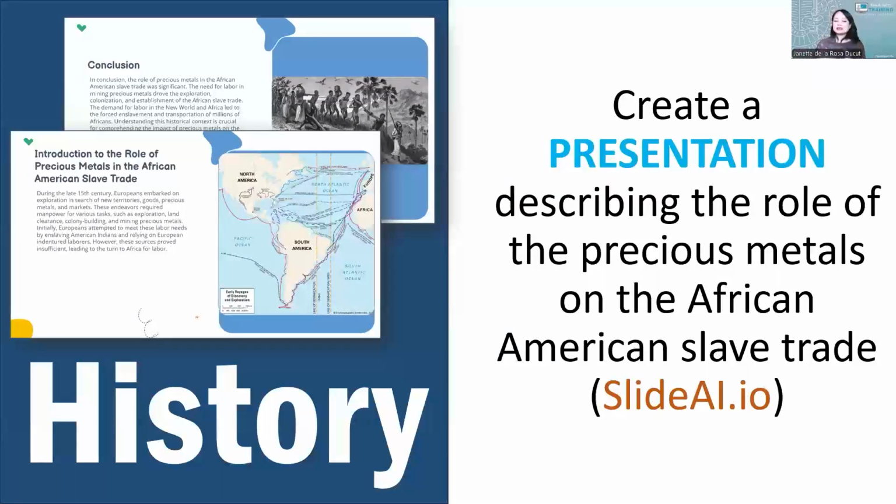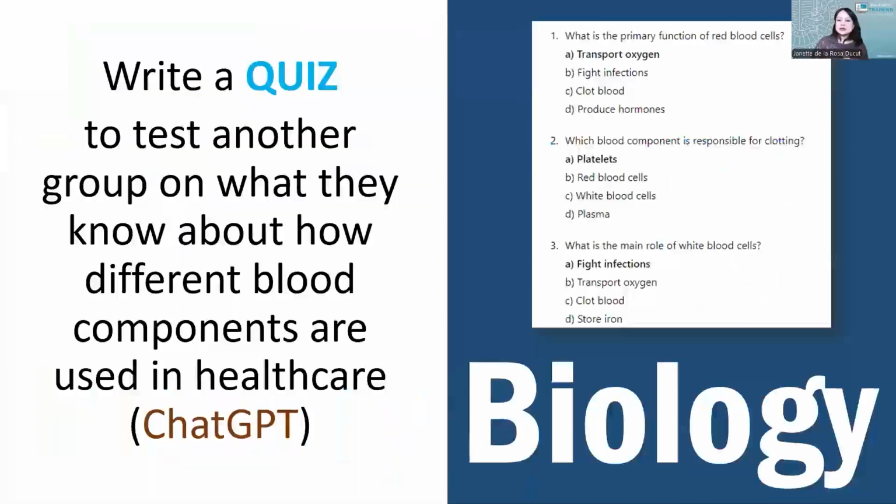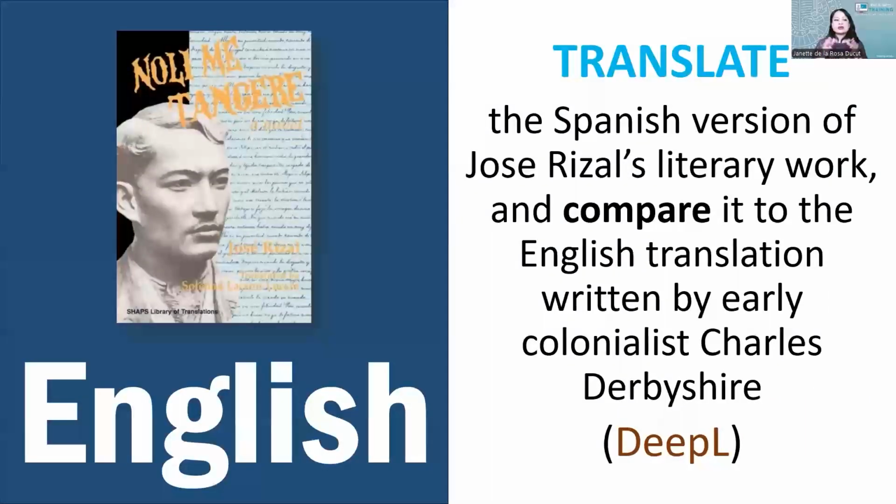And here's how you can do it. For example, in history class, you can have the students create a presentation describing the role of the precious metals on the African-American slave trade using slides AI.io. You can use ChatGPT in biology by writing a quiz to test another group about what they know about how different blood components are used in healthcare. In an English class, you can use the translation functions of DeepL to translate Spanish versions of, for example, Jose Rizal's literary work and compare it to the English translation written by early colonialists.